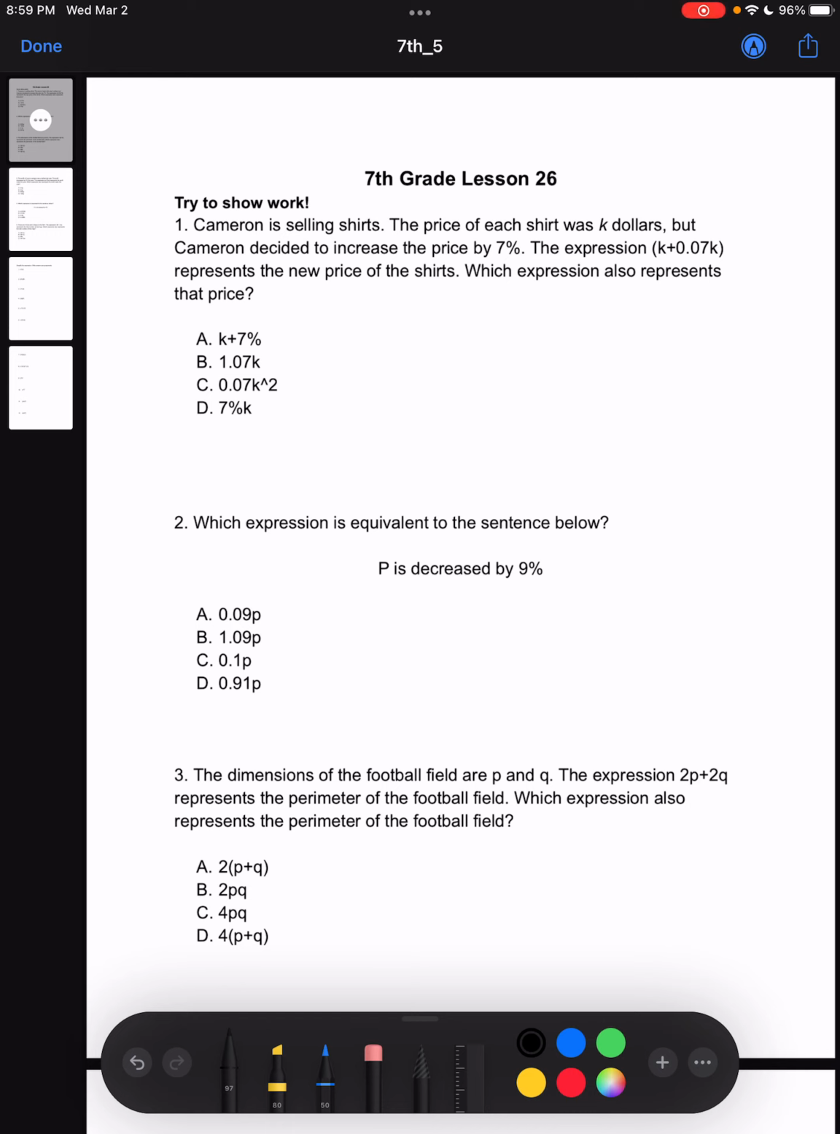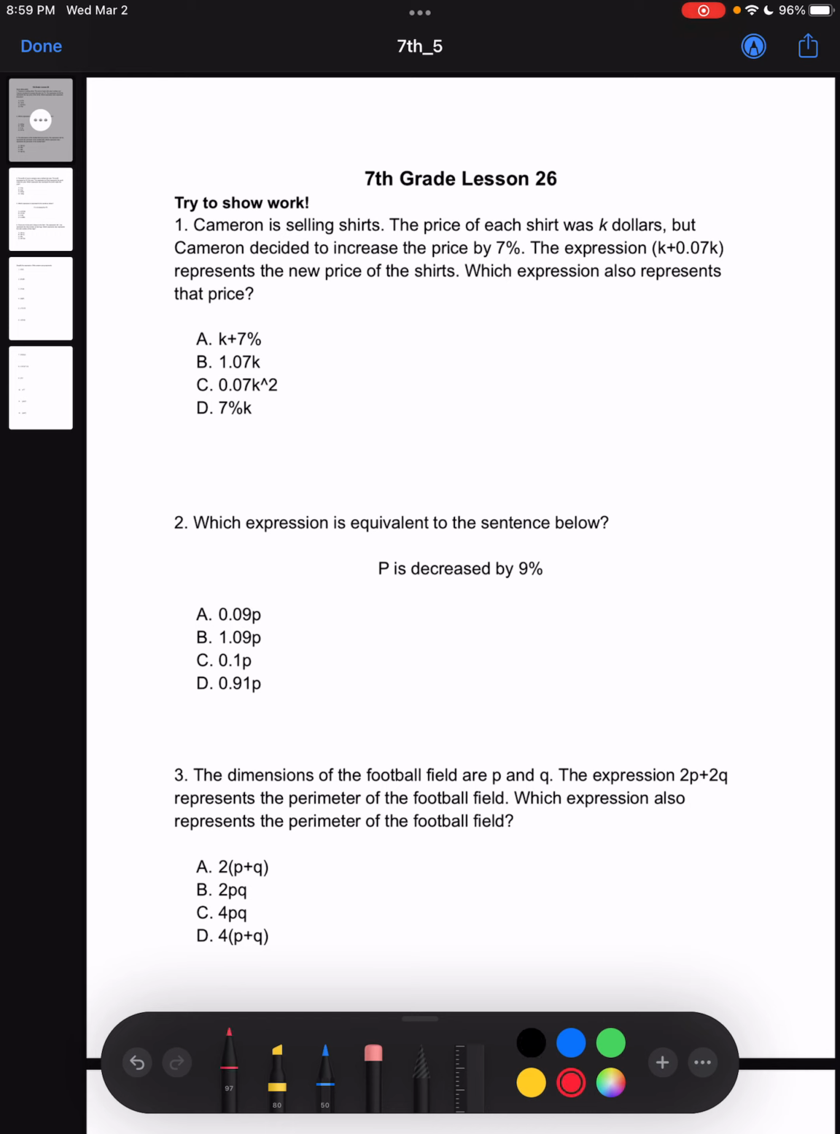Let's get started with number 1. Cameron is selling shirts. The price of each shirt was $K, but Cameron decided to increase the price by 7%. The expression K plus 0.07K represents the new price of the shirts. Which expression also represents that price?